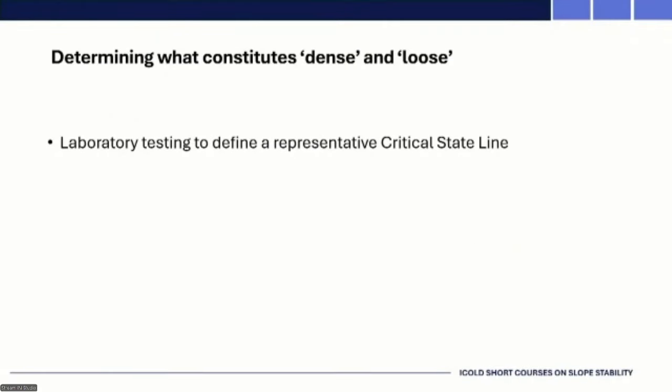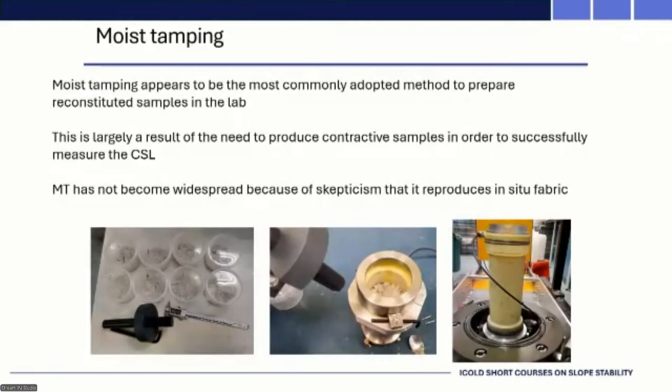So again, determining what constitutes dense and loose, it's this laboratory testing, critical state line. We've seen that a few times today. I want to mention a few things related to that. We use this moist tamping method. It's become widespread.